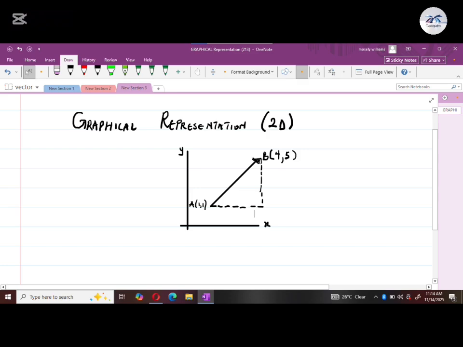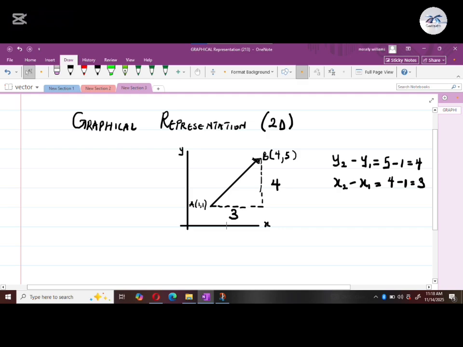We can get this by using the change formula. For the y-axis, we have y2 minus y1, where our y2 is 5 and our y1 is 1. So 5 minus 1 is equal to 4. Also for the x-axis, using the change formula, we can say x2 minus x1 equals 4 minus 1, which is equal to 3.